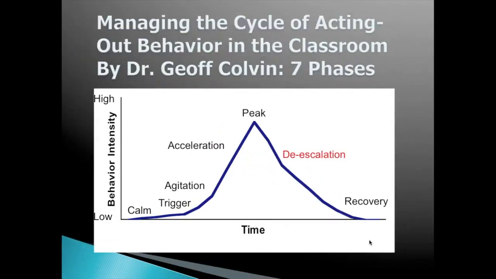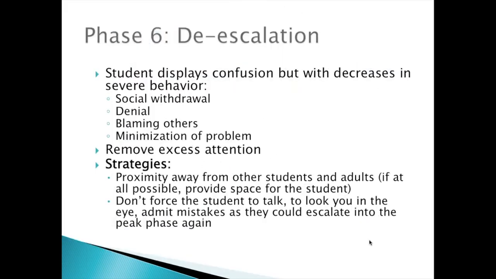Depending on the length of the peak, de-escalation will be the next phase. In the beginning portion of de-escalation, students will display some confusion. There may be some withdrawal, some denial, blaming others, trying to minimize what the problem actually was. But those are things you might see in the student as he or she enters this de-escalation. Certainly as the adult and as a system or a school, removing excess attention from that student would be critical.